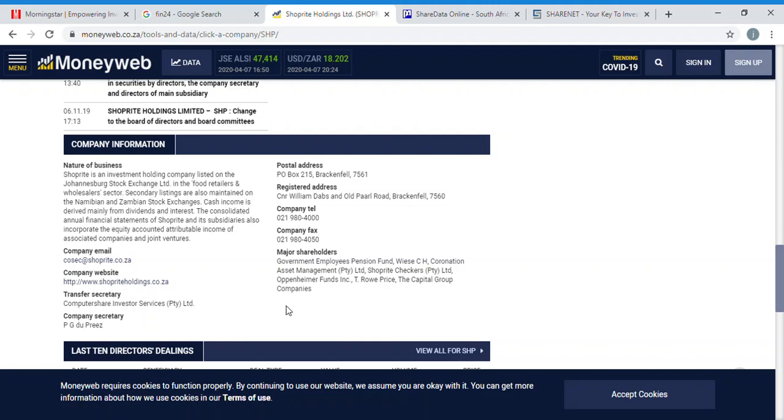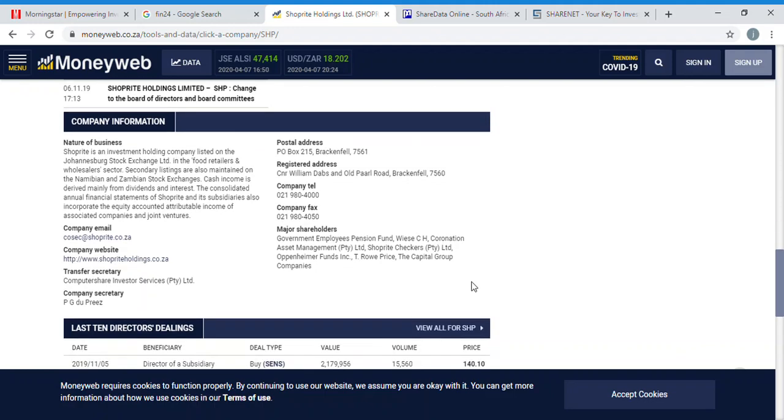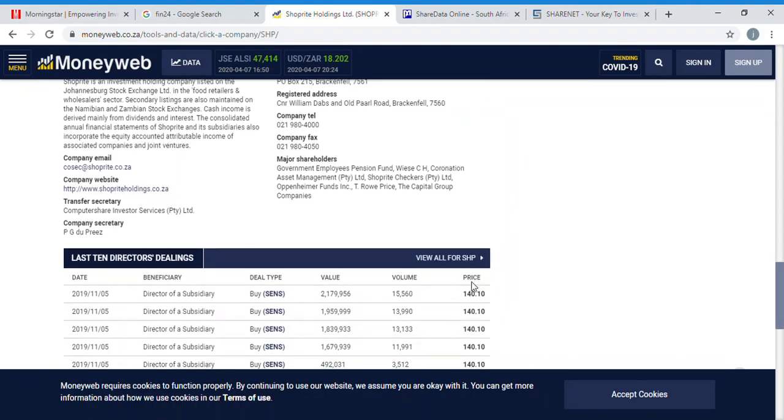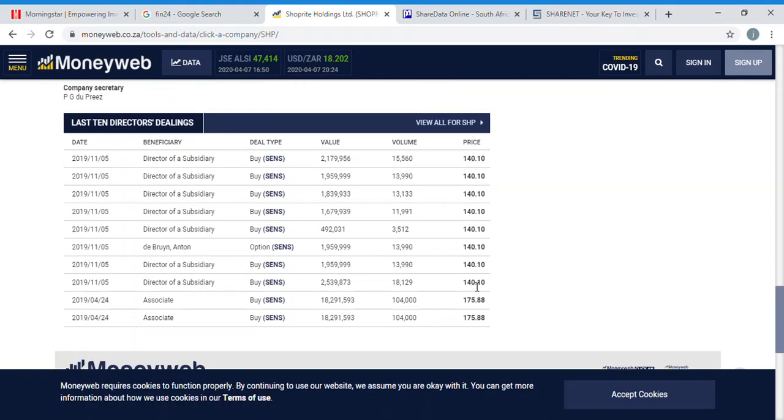transfer secretary. They give you the major shareholders, which is probably very important: Coronation and Government Employees Pension Fund, as well as Christo VSA, as you can see, and even some international asset managers like T. Rowe Price. And lastly, the last 10 directors' dealings. So you can see what the directors have been doing.